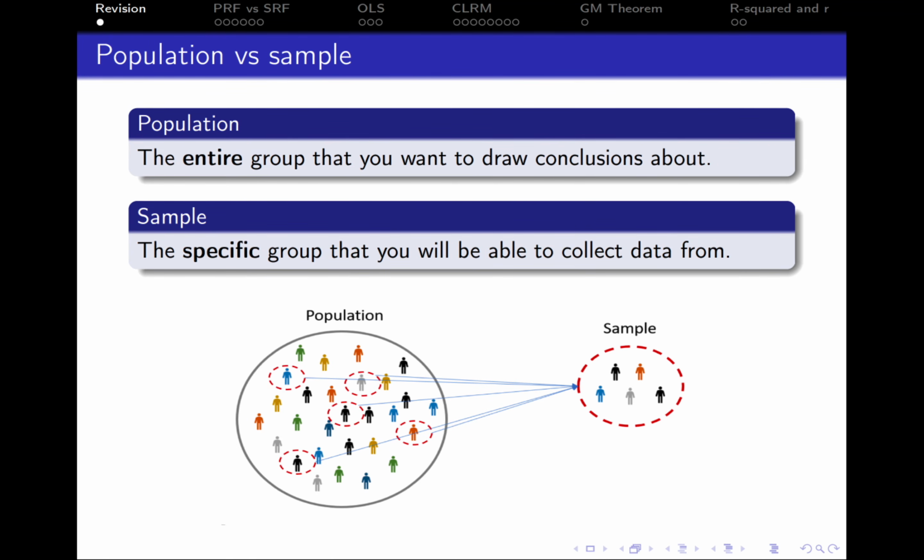So the population, this is the entire group that we want to draw conclusions about. And as I told you before, it's almost impossible to have the whole population, unfortunately. And what we have is a sample. So a sample, this is a part of population, right? So this is a specific group that we will be able to collect data from. And from this graph, you can see that a sample is just a small part of population.